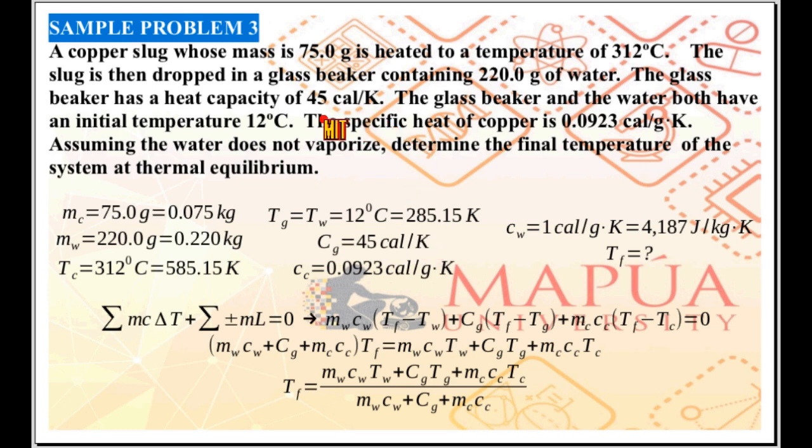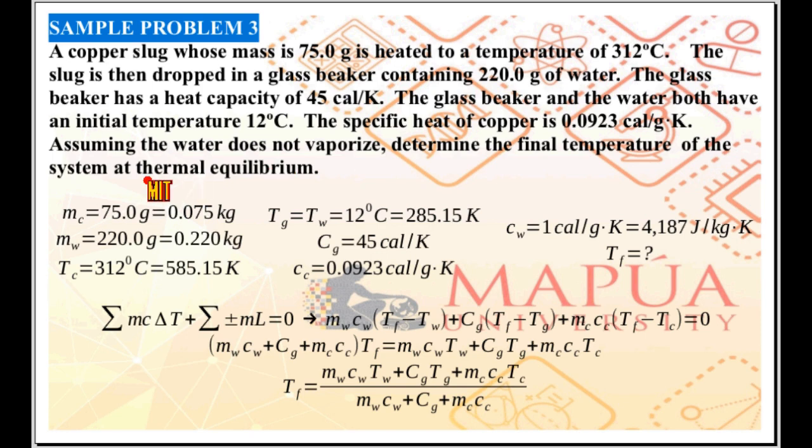Water inside the glass beaker, we know the specific heat of water. Cw, specific heat of water, we know to be 4,187 joules per kilogram Kelvin. This is equivalent to 1 calorie per gram Kelvin.